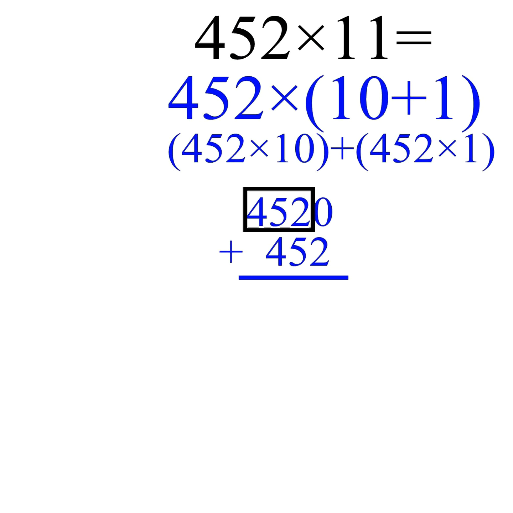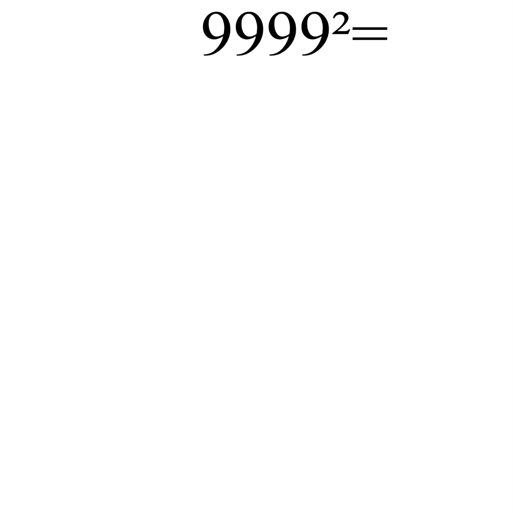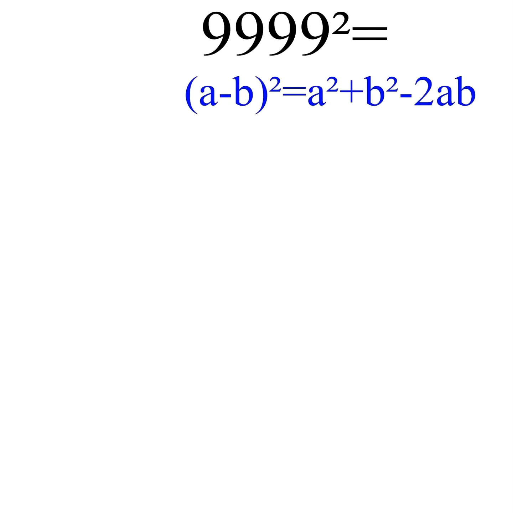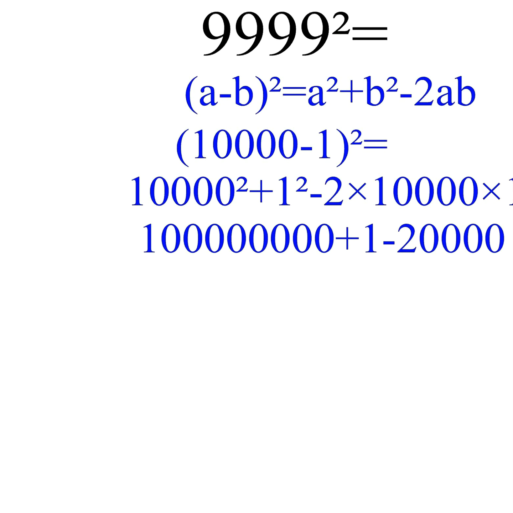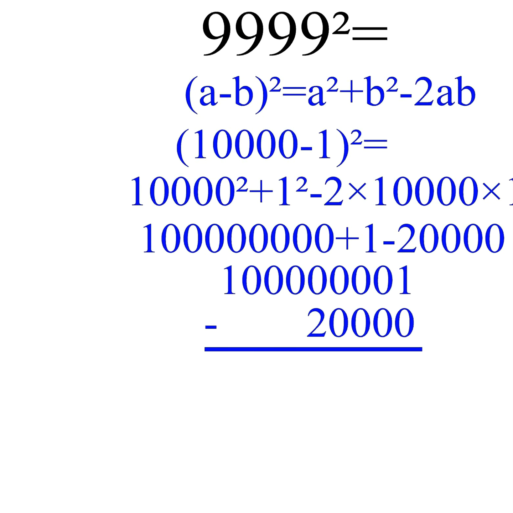Now let's prove this one, squaring the number of 9s. And to do that, we use this identity in which A equals 10,000 and B equals 1. And we write it down as this. We extend it. Okay, 10,000 squared would be 1 with 8 zeros, plus 1 minus 20,000, which would be equal to 7 zeros, and 1 at the end, minus 20,000.